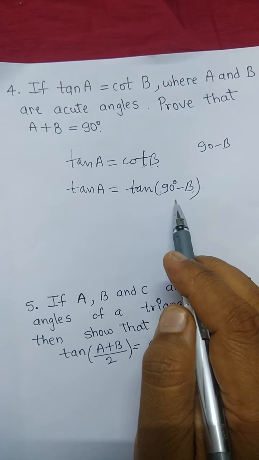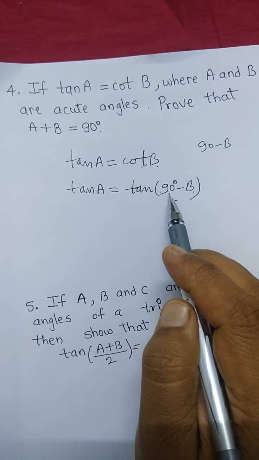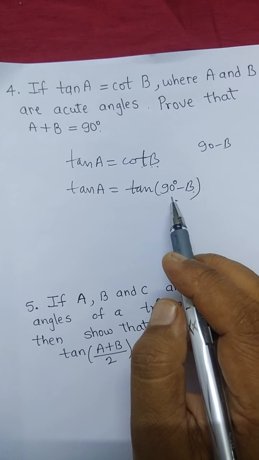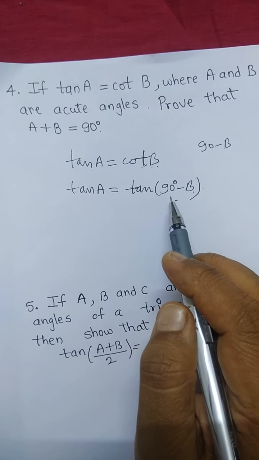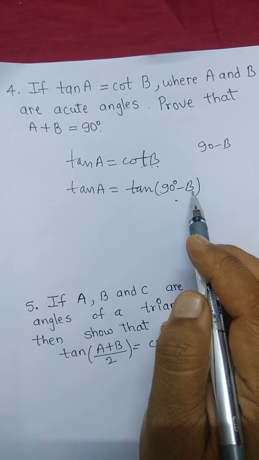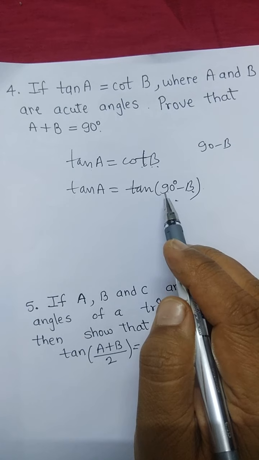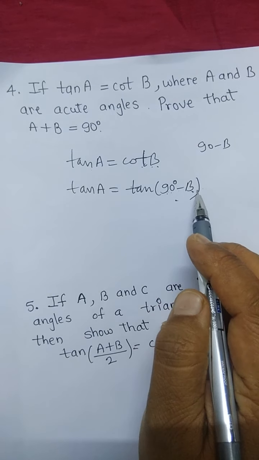I already told you, if you want to find a complementary angle, you have to subtract that angle from 90 degrees. Suppose you want to find the complementary angle of 30 degrees. What will that be? 90 minus 30. But here B is there. We don't know the value of B. It is a variable. So what we have to do? We have to write 90 degrees minus B as it is.